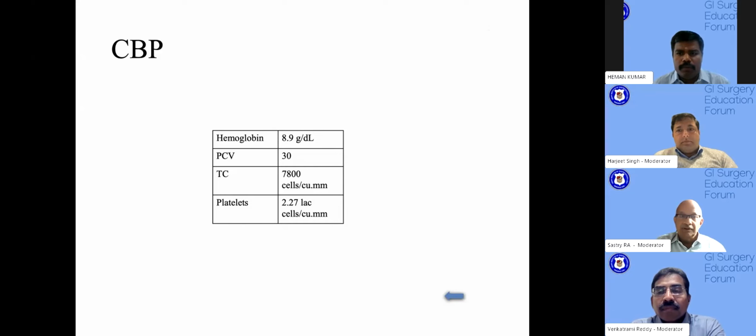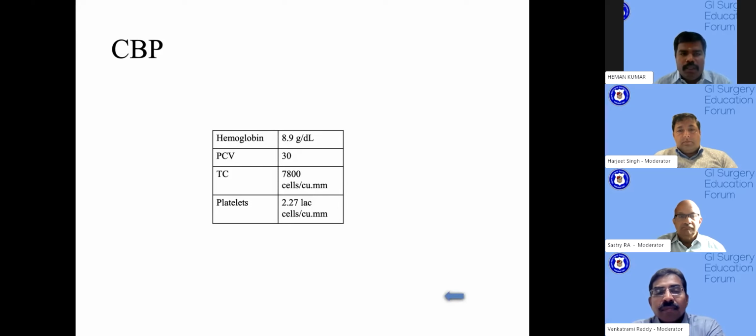Do they do the PCV by a chart, or do they do it actually on a capillary tube and centrifuging? Do you have that knowledge? Pradeep can tell us, because the two don't fit, because normally 8.9 would expect to have about 27. Pradeep is not there. Okay, move on.